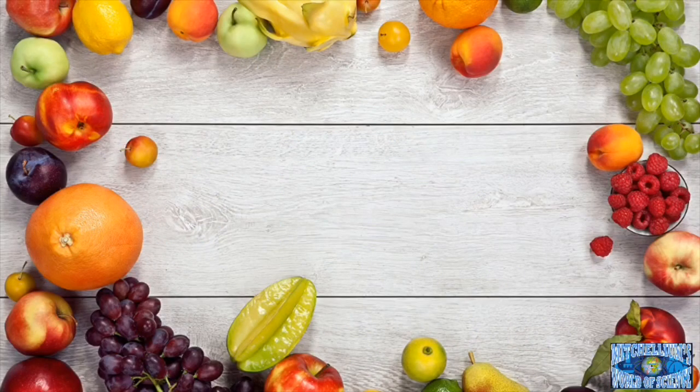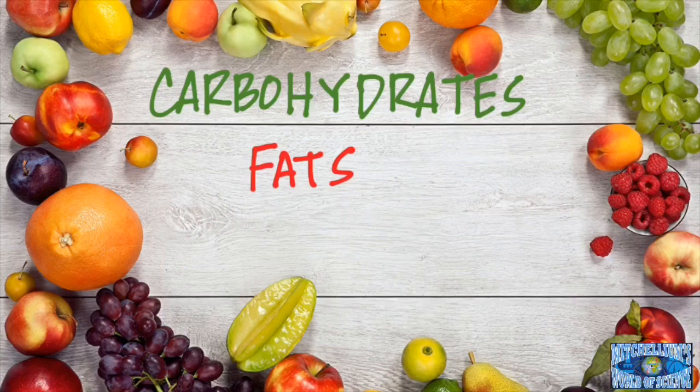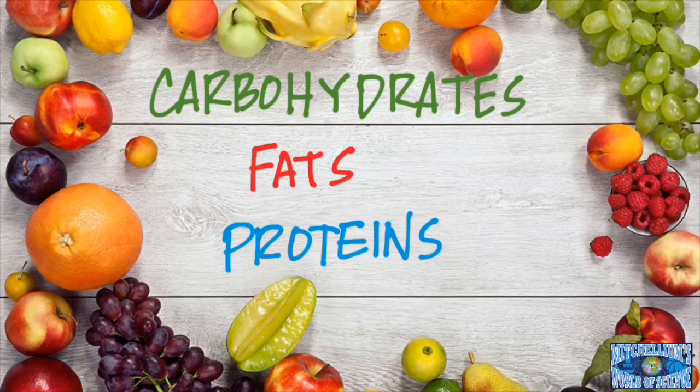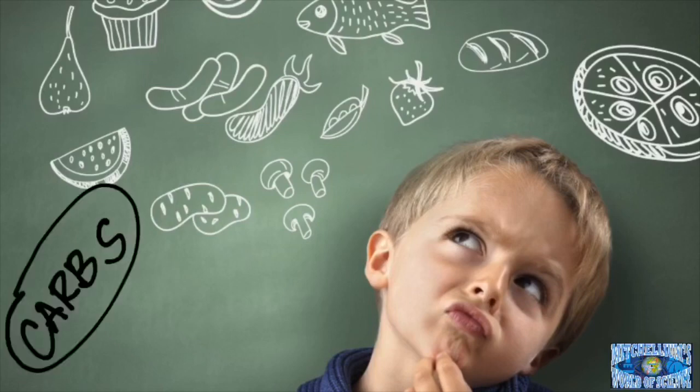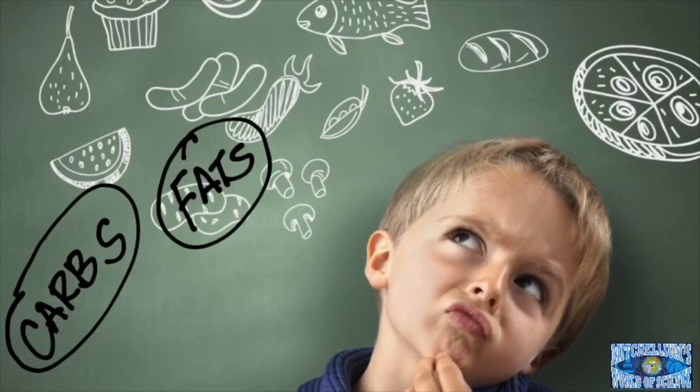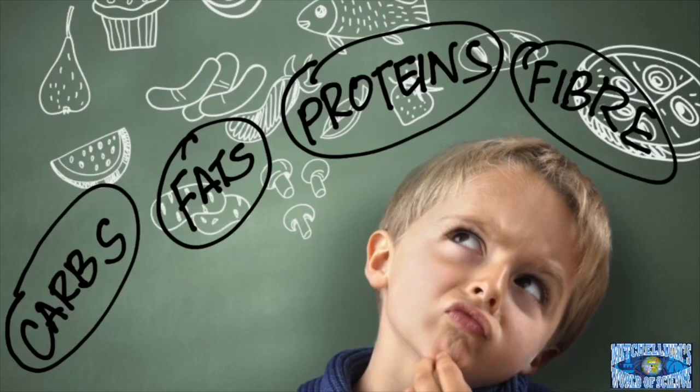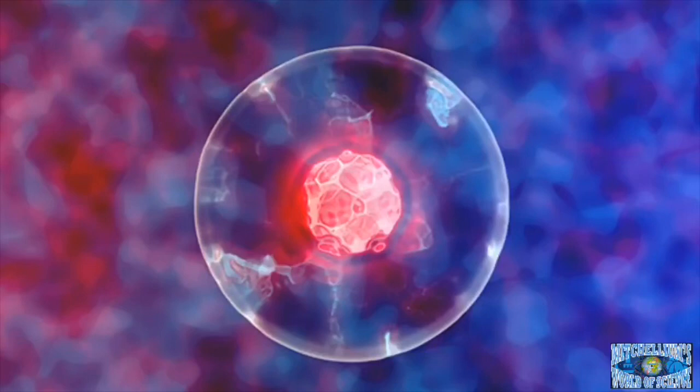Today we're going to learn about carbohydrates, fats, and proteins. When planning what to eat, in order to have the suggested balance of macronutrients, it is important to know that not all kinds of carbohydrates, fats, proteins, and fiber are the same. Our cells are able to process some sources of macronutrients better than others. In other words, some sources of macronutrients are of a higher quality than other sources.